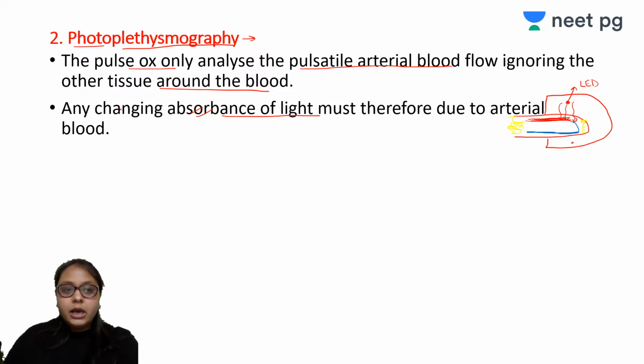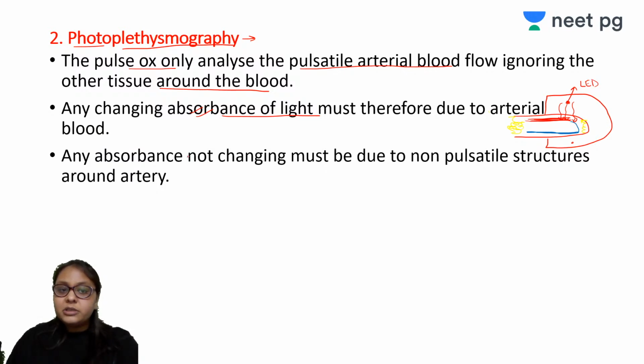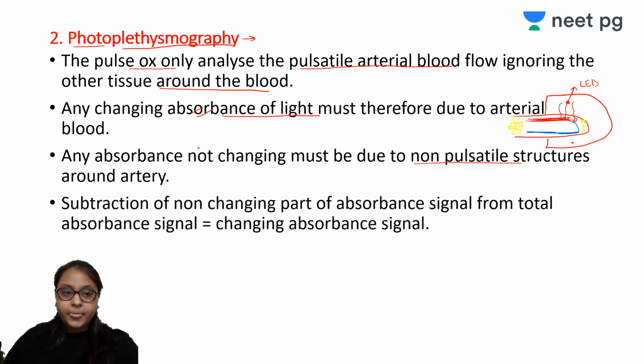the arterial blood, okay. I hope this is clear। तो any absorbance which is not changing, तो अगर और टिश्यूज या वेन्स से लाइट एब्जॉर्ब हुई है but it is not changing in absorption, so that must be due to non pulsatile structures around the artery. तो पल्स प्रोब क्या करता है, the absorbance which is complete, that is through the artery, vein and nearby structures, minus the absorbance which is not changing, like absorbance of light from the vein and tissues, उसको माइनस करके हमें सिर्फ और सिर्फ इसकी वैल्यू बताता है.